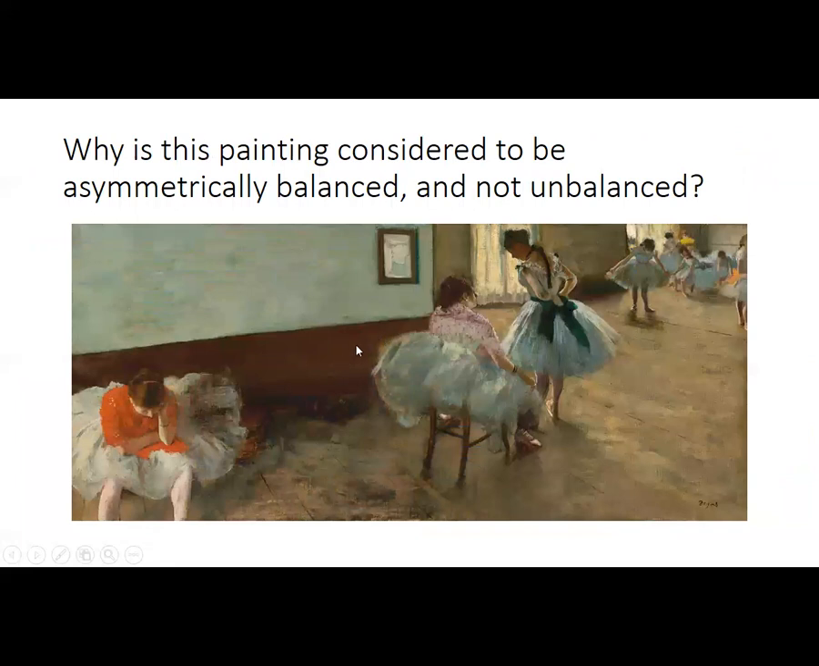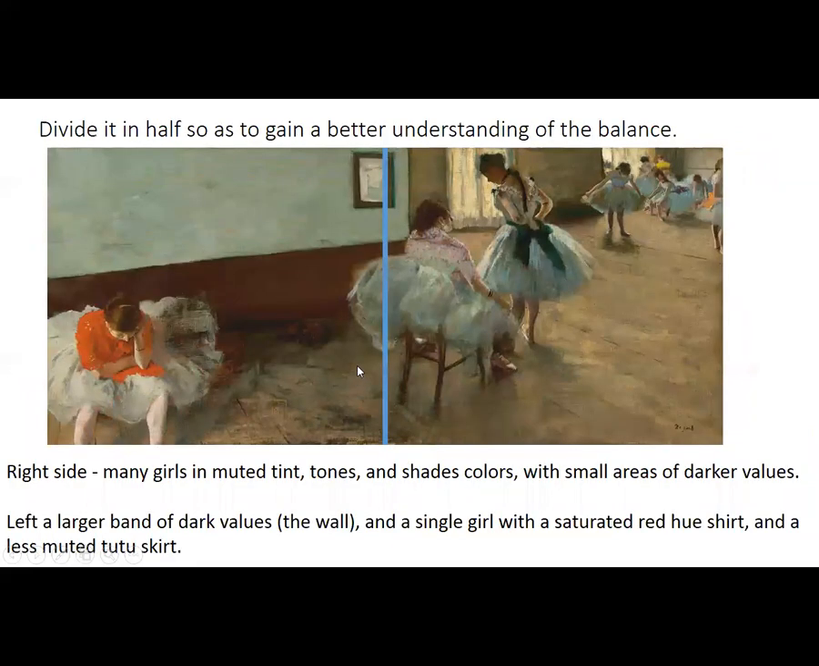So why is this image considered to be asymmetrically balanced and not unbalanced? This is by Degas. So first we're going to divide it in half so we can get a better understanding of how the visual weight's distributed. So it looks like we have a lot of girls, ballerinas on this right side, and only one sad ballerina on the left side. But on the left side, we also have this big, large, darker band, this wainscoting or whatever along the wall. And we have just a little small, darker color band on the right side.